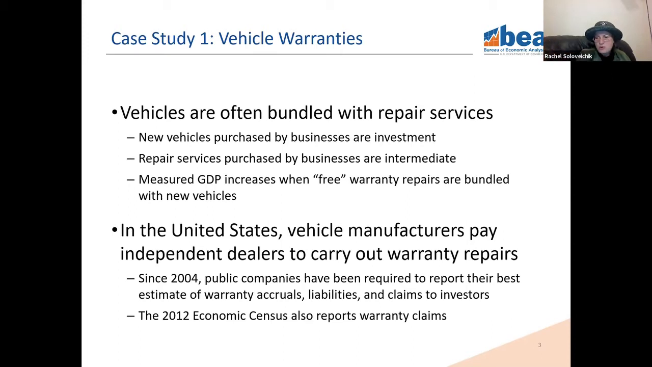And since 2004, public companies have to report all their estimates of warranty accruals, and the car companies were doing that even before. And of course, the major car companies are all publicly traded. So we can measure this very nicely.